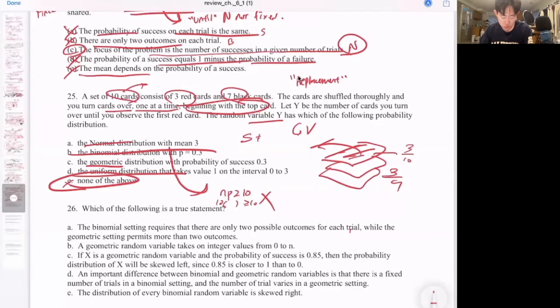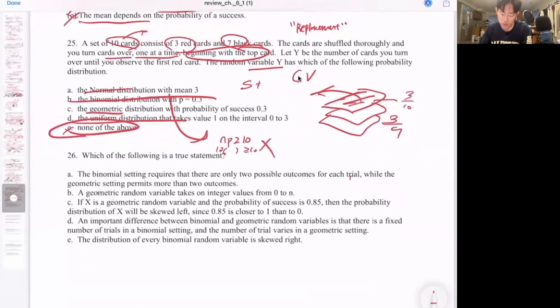Which of the following is a true statement? The binomial setting requires that there are only two possible outcomes for each trial, while the geometric setting permits more than 2 outcomes. That is not true because geometric also has p and 1 minus p. A geometric random variable takes on integer values from 0 to n. I think binomial also takes on integer values from 0 to n. I'm just going to put a little side note on that one.